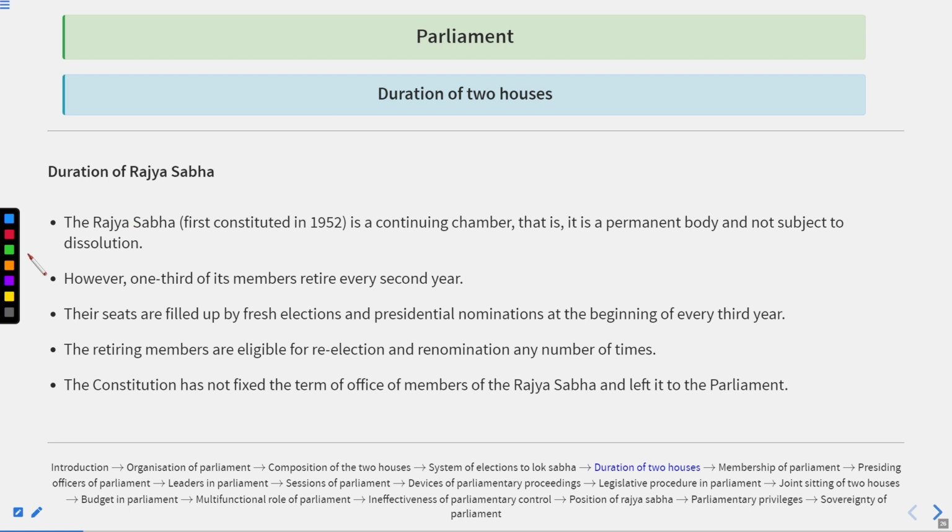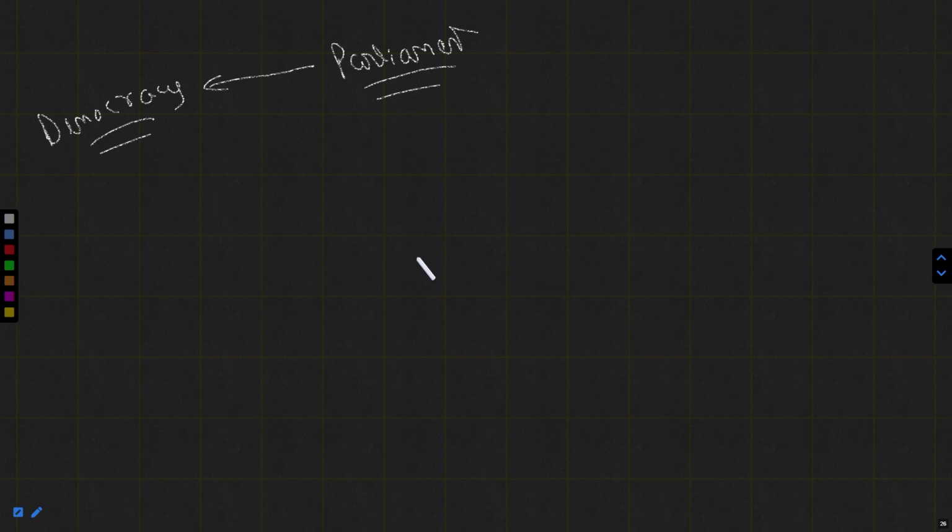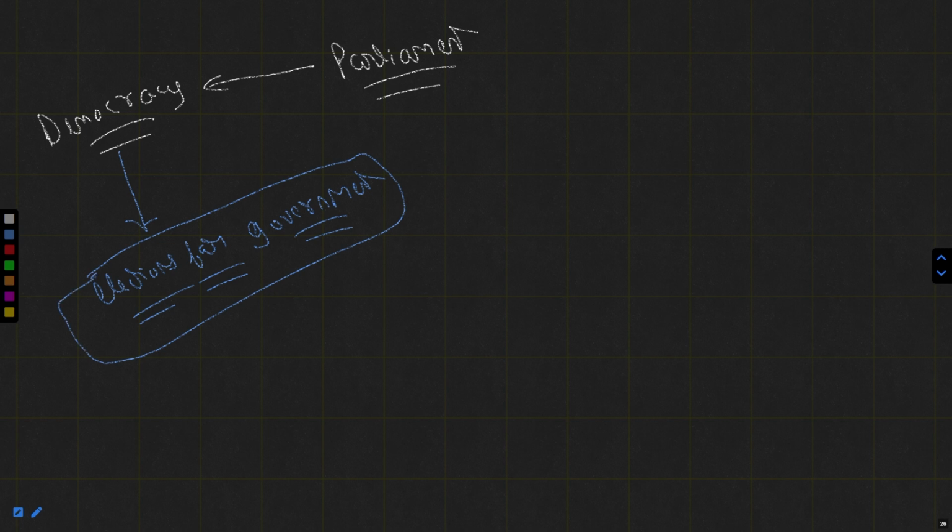After the system of elections to the Lok Sabha, now let's have a discussion over the duration of two houses. Okay, if we talk about democracy, first we talk about the parliament. We know that the Parliament of India promotes democracy, and basically democracy has one thing, which is elections for government. Whichever government is ruling the country, this government must be elected by the people. That is the very basic foundation of democracy.